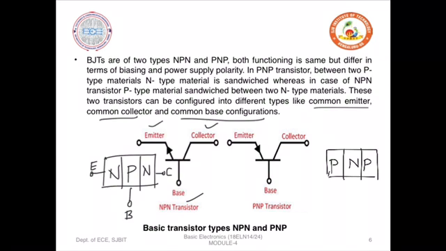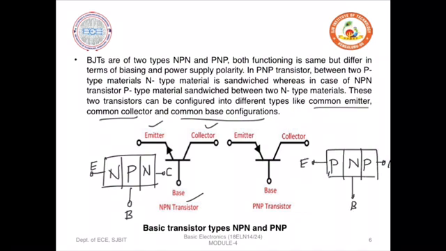Similarly, for the PNP transistor, the p-type material on the left hand side will be the emitter. The p-type material on the right hand side will be the collector. The n-type material in the middle will be the base.